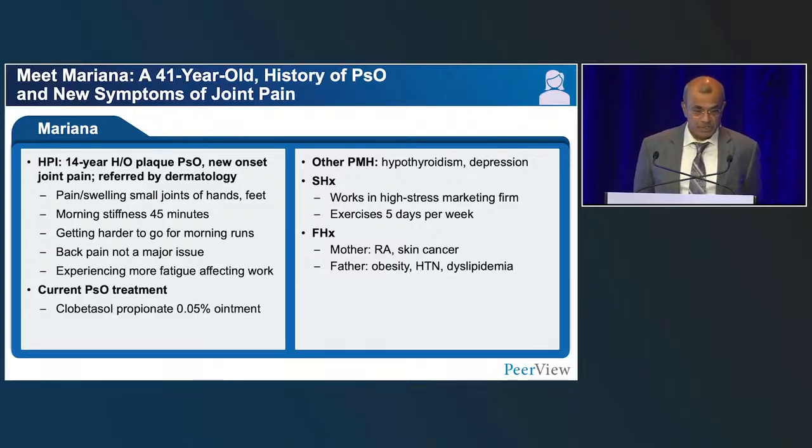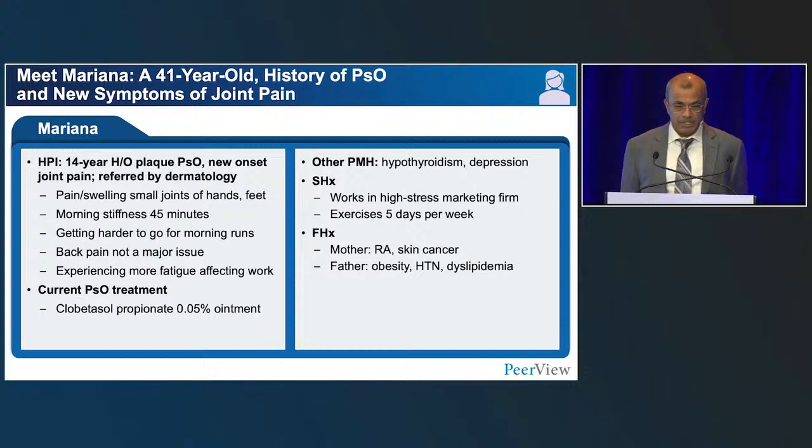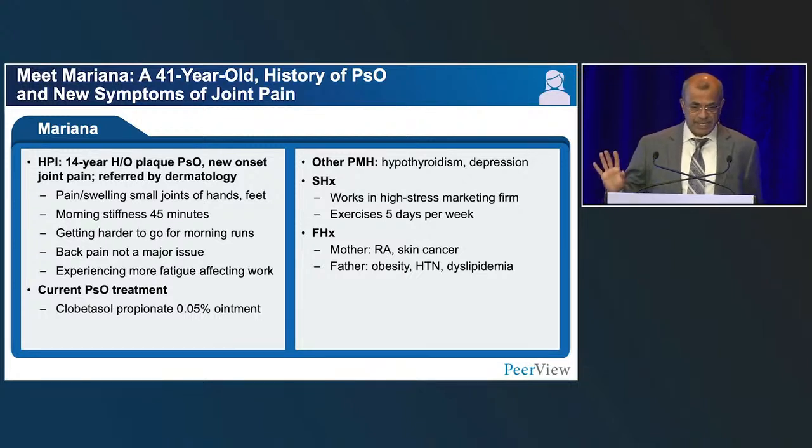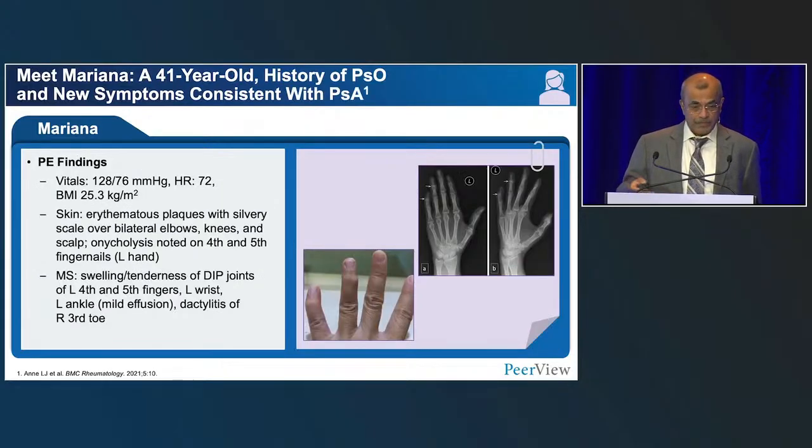You asked all these questions to her. She's experiencing more fatigue, affecting her work. Currently, she is only on clobetasol propionate. This is just a local ointment, a topical treatment. She has history of hypothyroidism and depression. She works in a high-stress marketing firm. She exercises 5 days a week. She has a family history of skin cancer, obesity and hypertension. This is family history, not her.